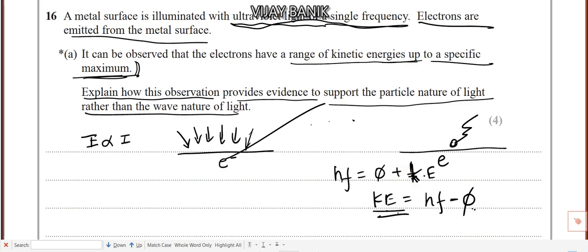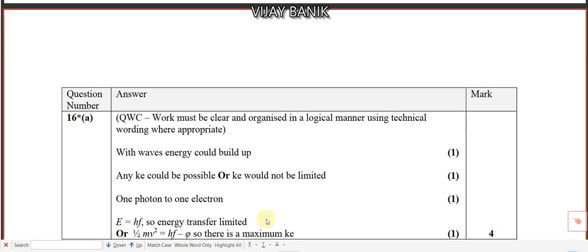Let's see what they wrote in the mark scheme. They wrote that with waves, energy could build up. I told you, energy is directly proportional to intensity. So the more the intensity of the light, the more energy is absorbed by the electron. So with waves, energy could build up, so any kinetic energy is possible. The electron can have any amount of kinetic energy. It is not limited at all.